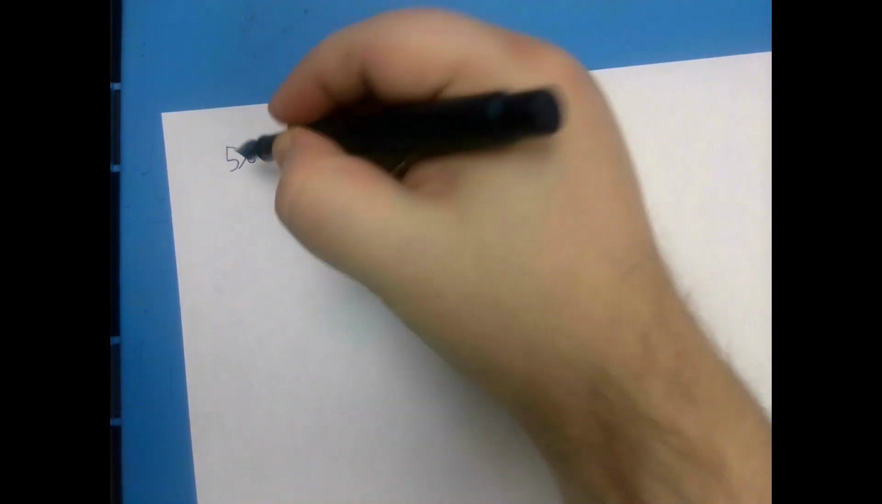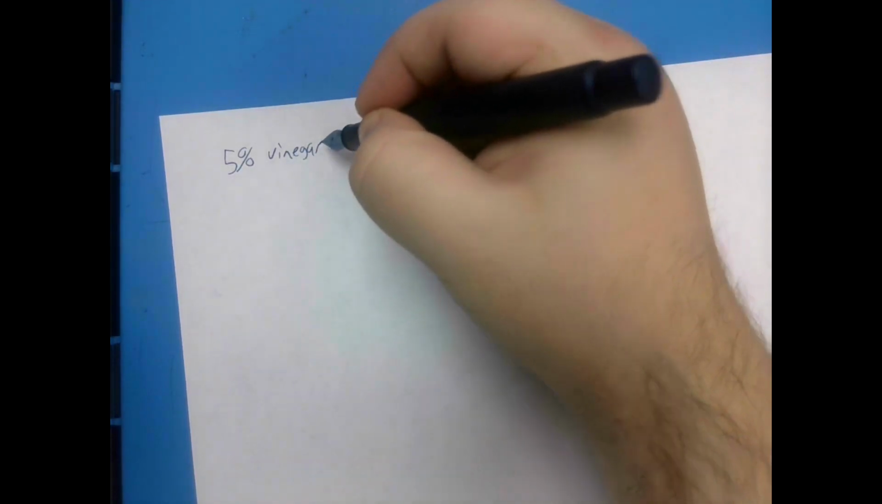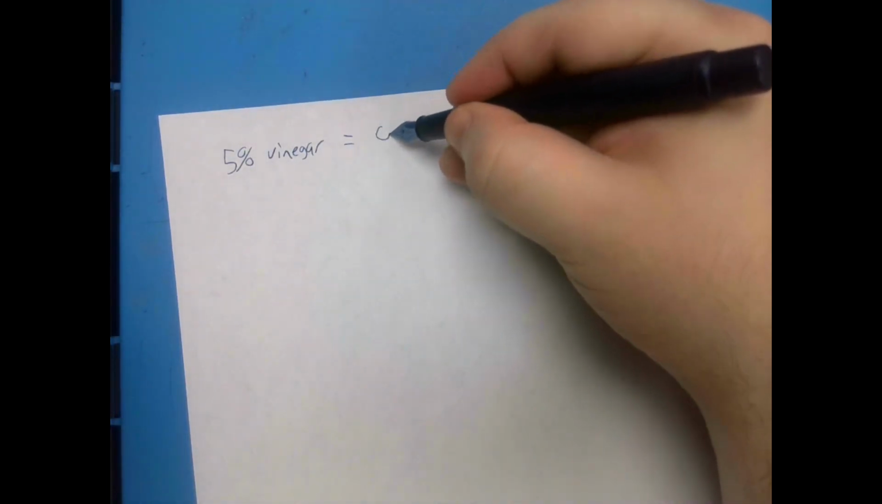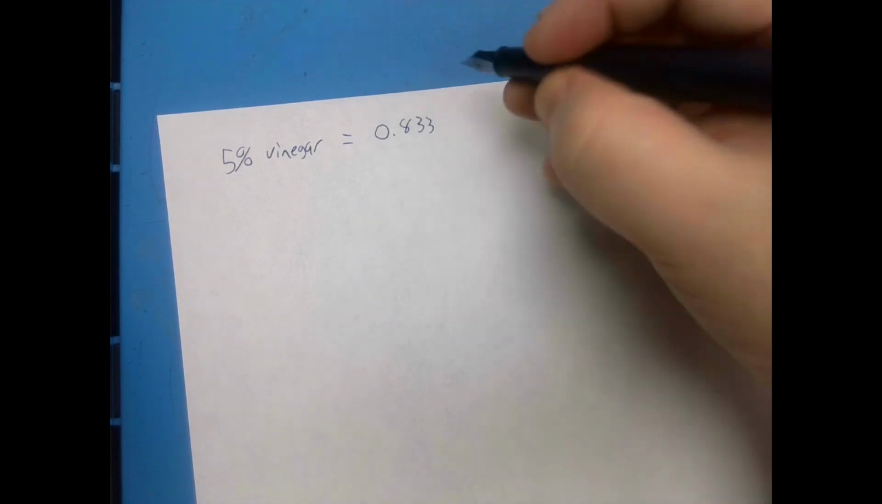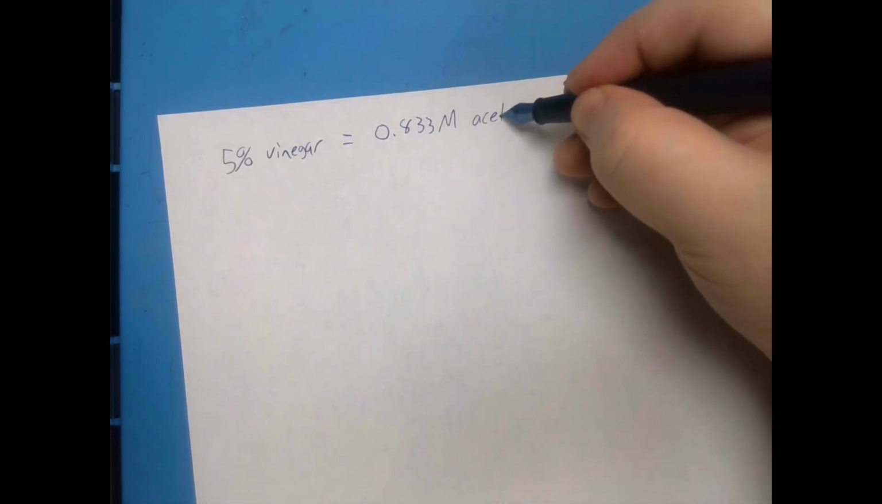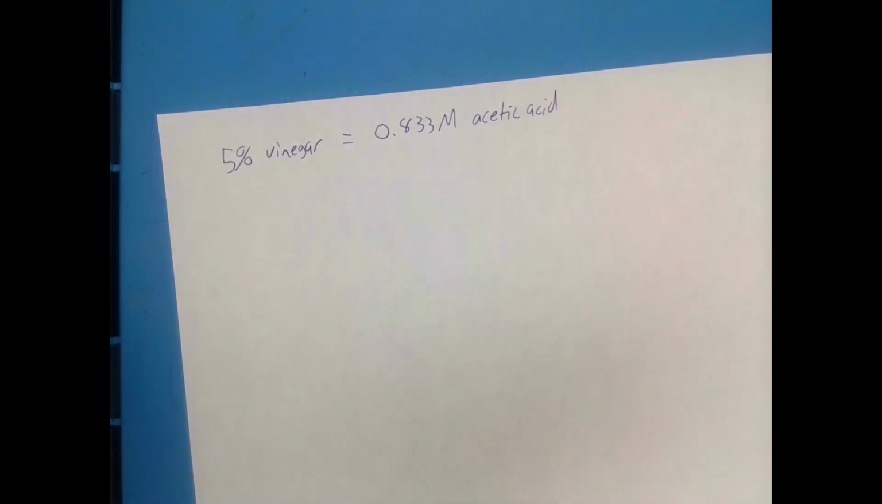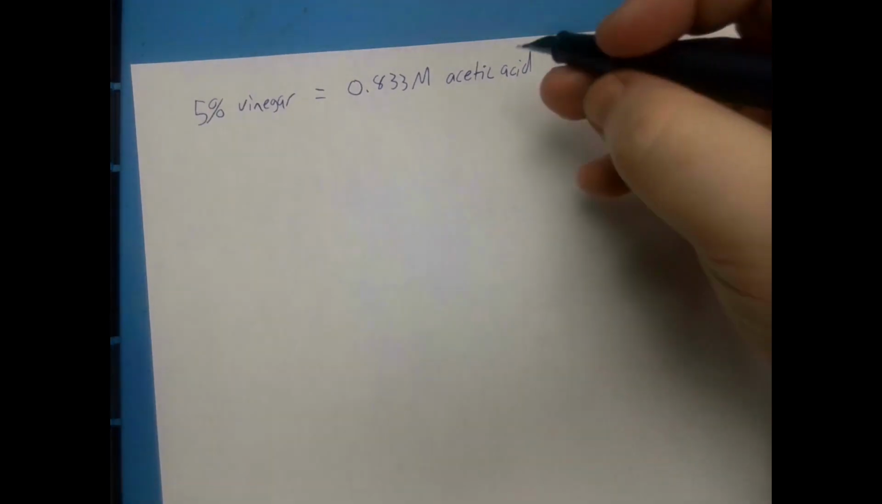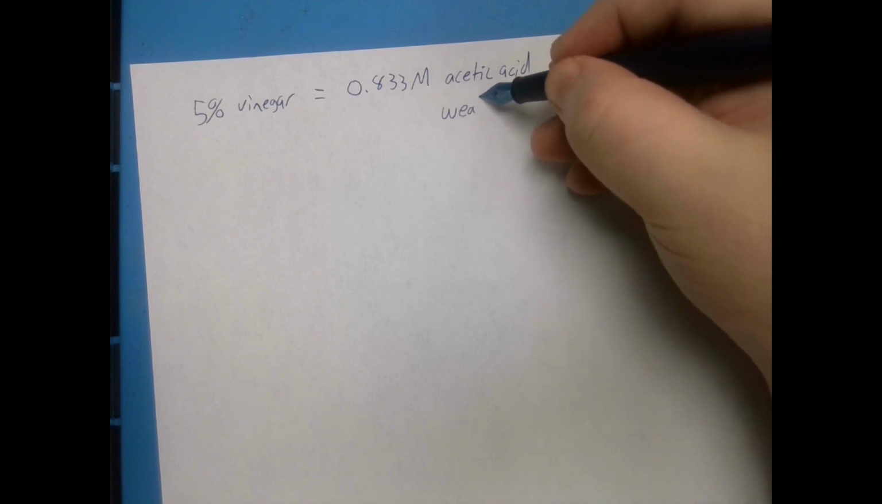Now let's look at something complex. 5% vinegar. So 5% vinegar is the same thing as 0.833 molar acetic acid. Acetic acid is a weak acid.